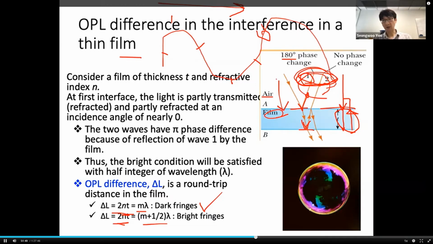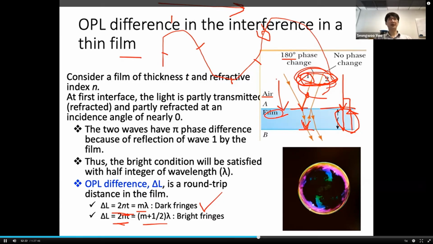Can you please repeat why the dark and bright equations change based on your drawing? I think I already answered this question. If you're still not clear, can you please come to me after the lecture, all right? And then I have one more question. This situation only applies to a thin film, meaning the thickness is small enough to have a reflection, right? What if the thin film is replaced by something else, such as lenses?